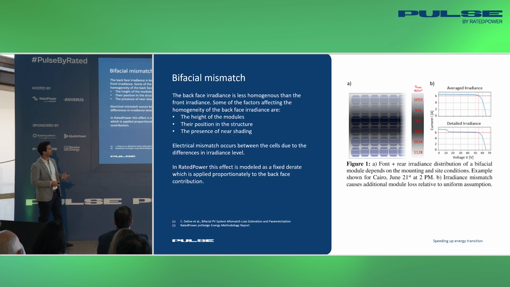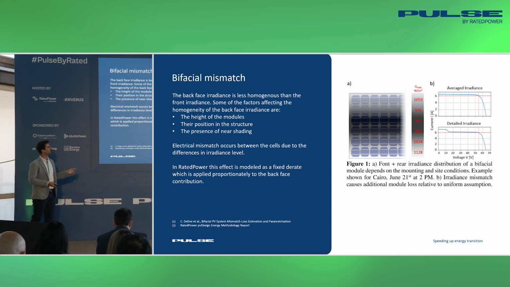The way we consider it is that it's a fixed derate, which is only applied to the backface irradiance. And this is something that people don't always get, but essentially, if you set an electrical bifacial mismatch value of, say, 10%, that's 10% of the backface production only. So if you have 5% backface production, it's 10% of 5%. So it amounts to a really small loss, but it's still something that we need to consider.